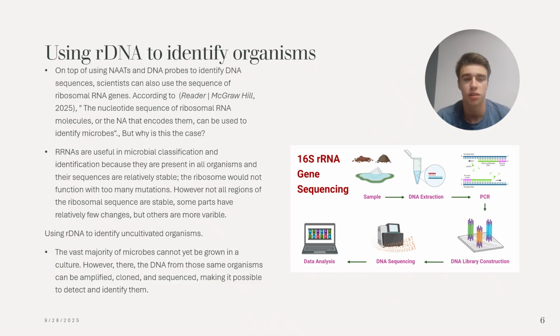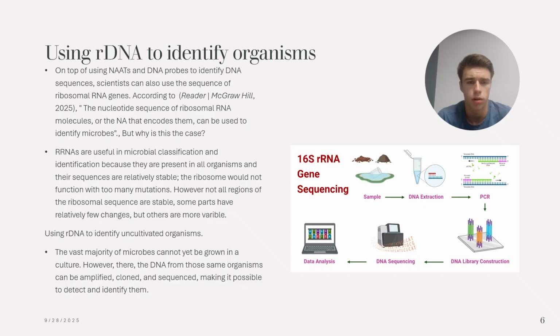We're also going to be talking about how scientists can use rDNA to identify organisms. On top of using the two tests that we talked about earlier to identify DNA sequences, scientists can also use the sequence of ribosomal RNA genes. According to the source I provided, the nucleotide sequence of ribosomal RNA molecules, or the DNA that encodes them, can be used to identify microbes. But why is this the case?